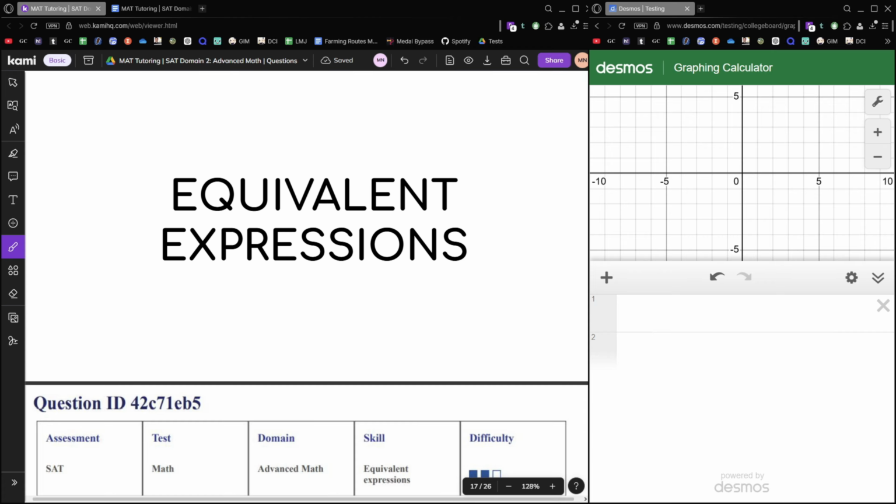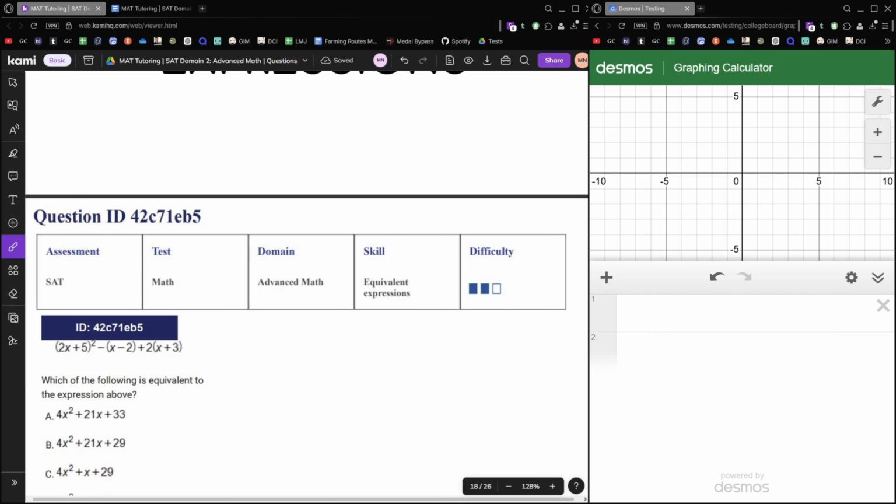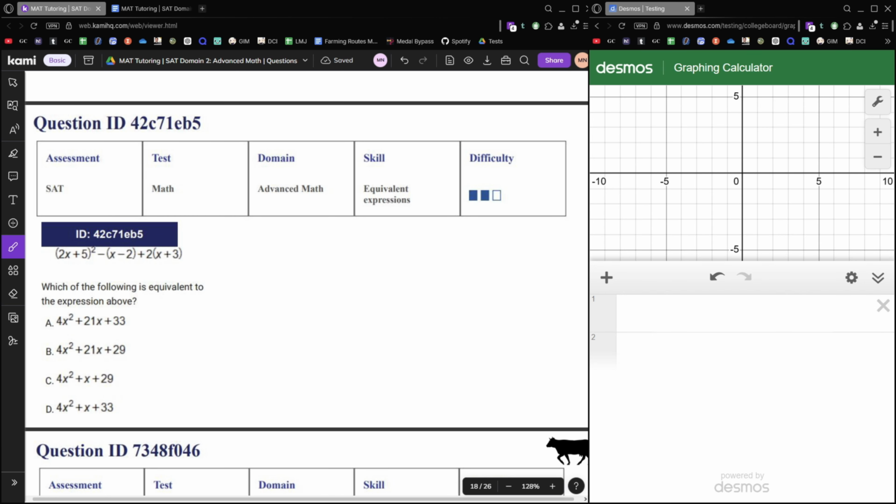Now we're moving on into our last topic. Let's get started with slide number 18. Here they give us an expression, because there's no equal sign, so it can't be an equation. Get it? Okay, anyways. And they're asking us for which of the following are equivalent.